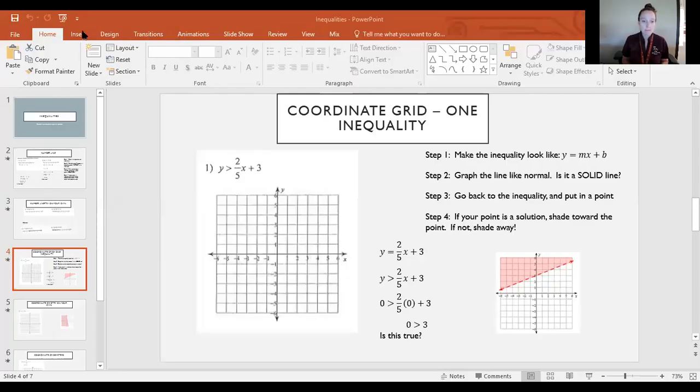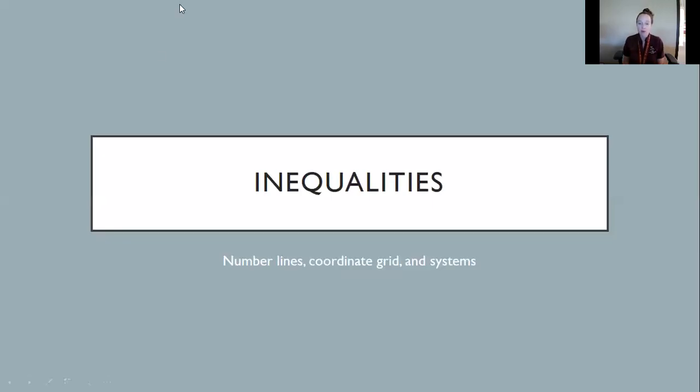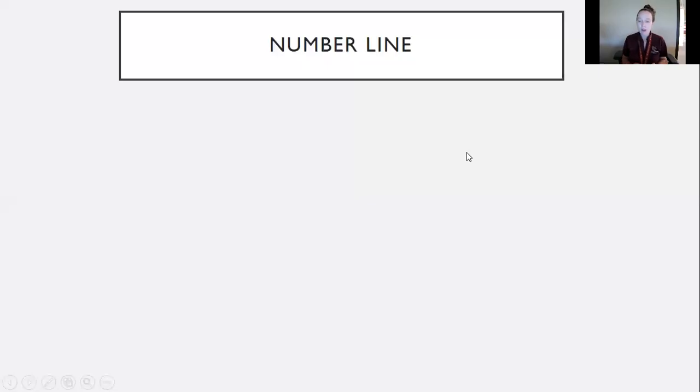Hi, Algebra 3. We are about halfway through our linear unit, and so you should have in front of you your notes all about inequalities. It will look like this. It'll have the inequalities on it, and we're going to be taking a look at number lines, coordinate grids, and systems of inequalities. So a number line, that is just in the x direction.